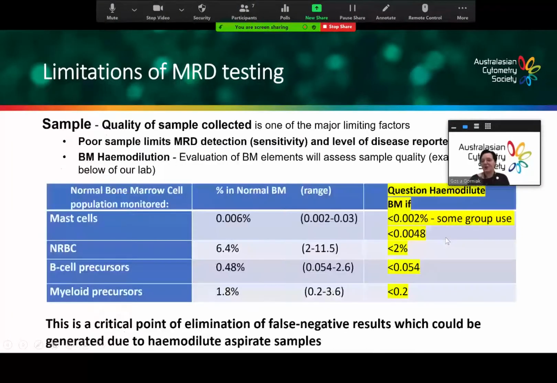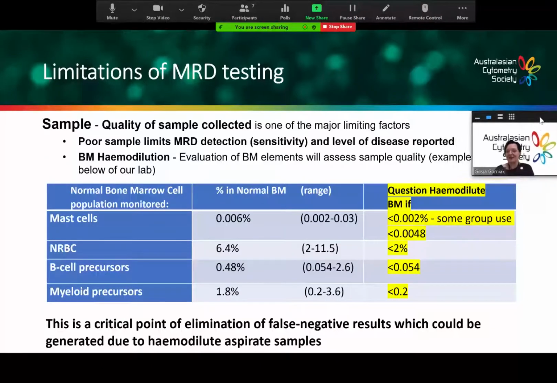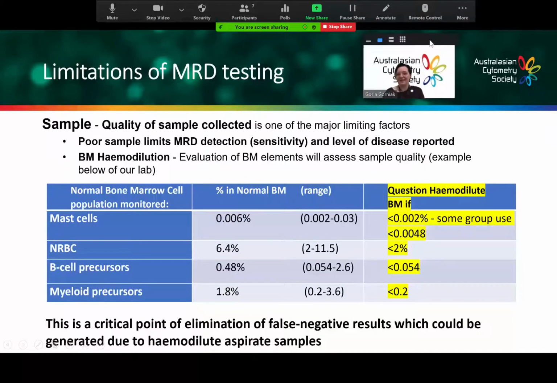The most compelling and major limiting factor for MRD testing, which is often overlooked, is the quality of the sample that is collected. And this needs to be conveyed to the collecting doctor: the first pull of bone marrow is required, and morphology is no longer the priority if you want to test for MRD. Because a pooled sample limits the MRD detection sensitivity, and therefore the disease that is reported.